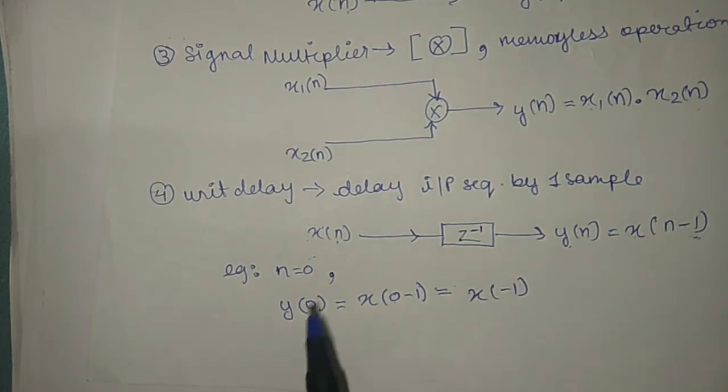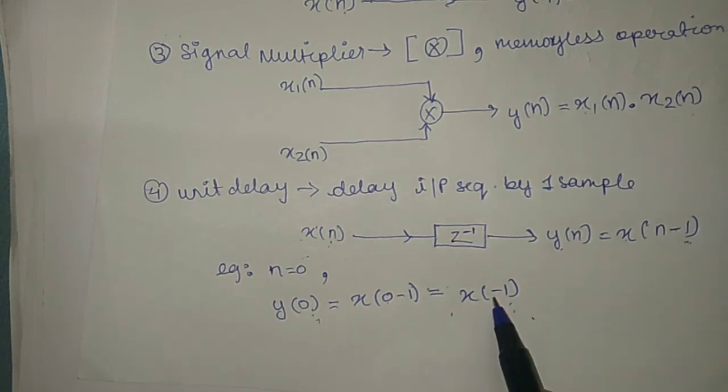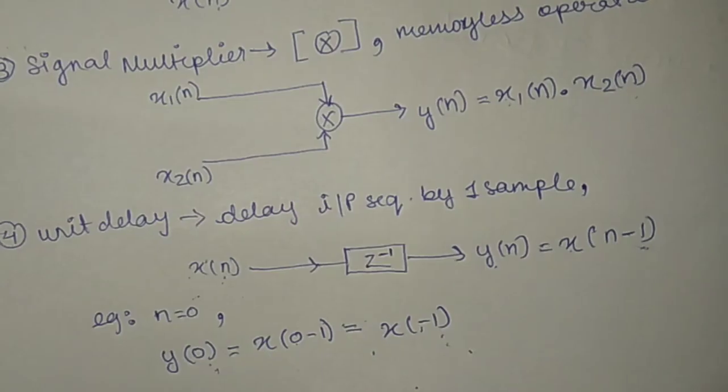So here x of minus 1 is the previous input compared to x of 0. In this operation, every time we are required to store the previous input in memory. So it is not a memoryless operation.